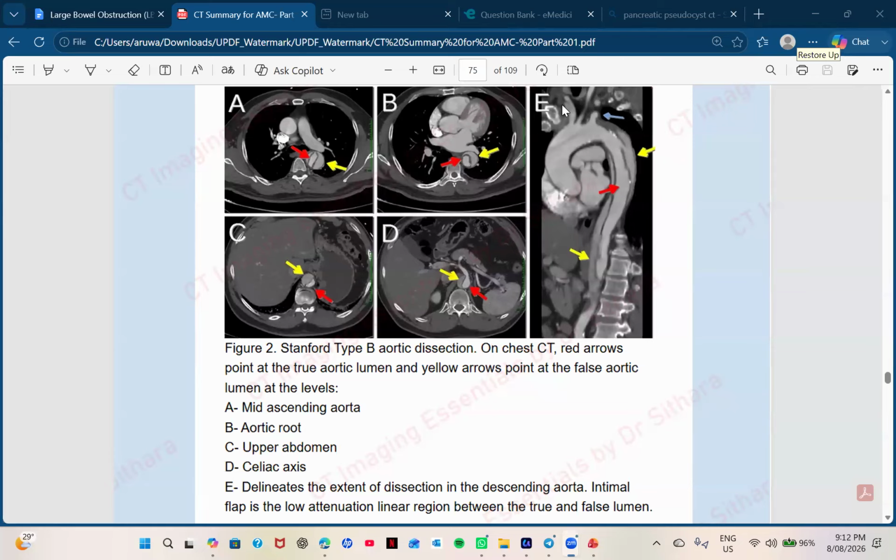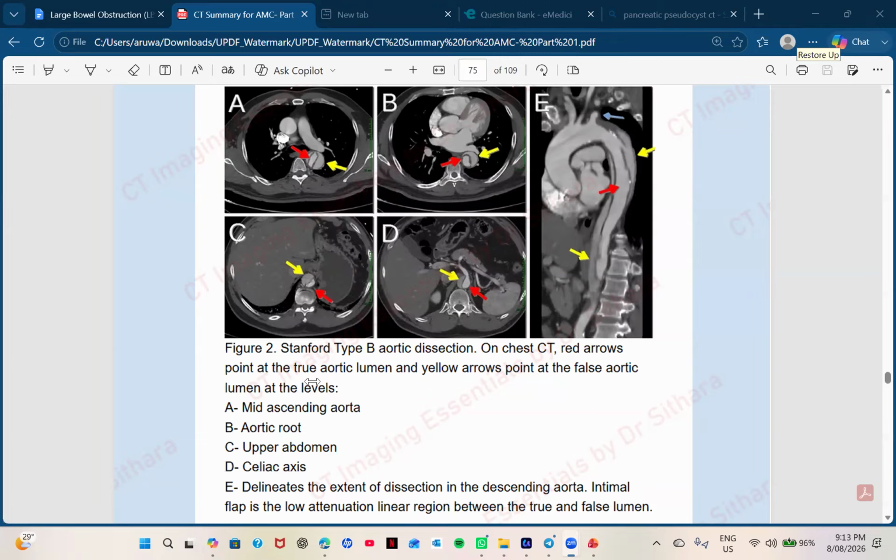If it is A, I always told you to go with it, it's an emergency, right? If it is Stanford B, there is no ascending aorta involvement. So in that case you can start with medical management, not emergency surgery, right? Okay, this is a Stanford type B aortic dissection on chest CT.